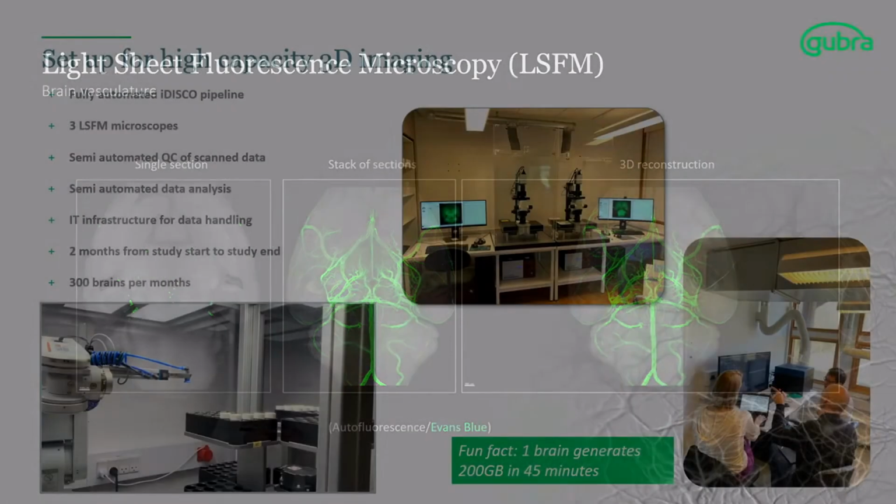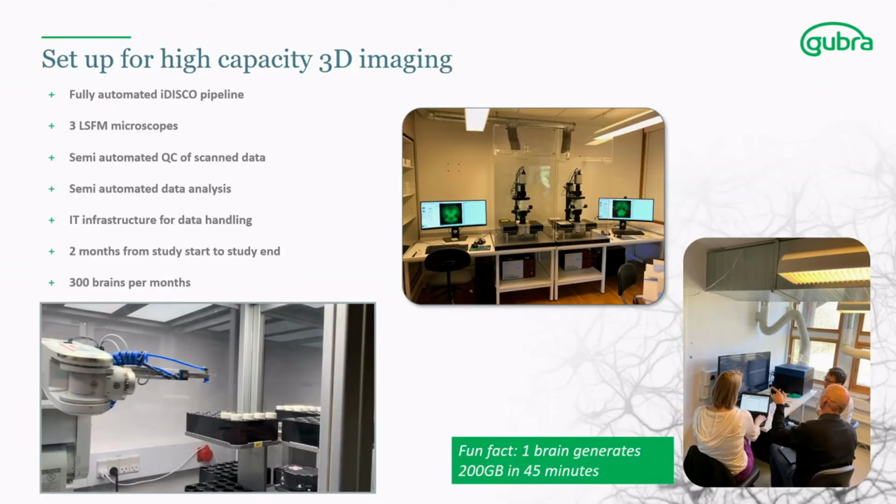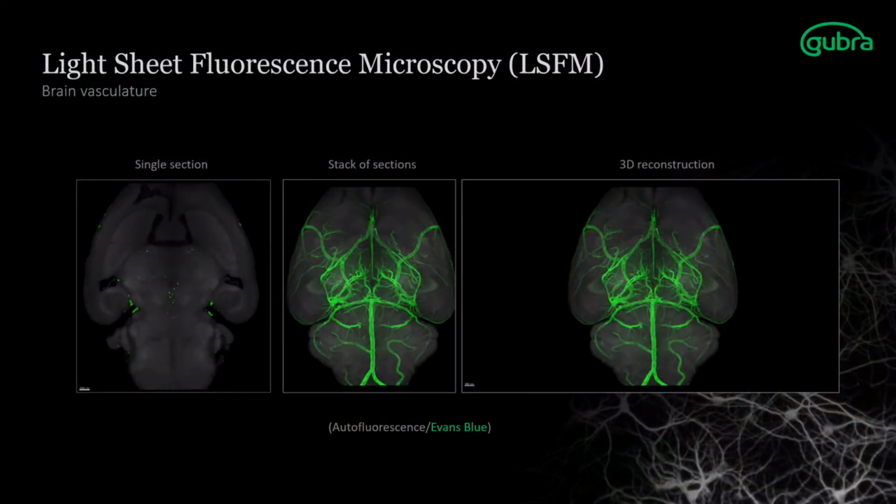However, from a single section, it's very difficult to visualize the whole structure of the blood vessels. But once you start stacking all those sections, you can clearly visualize the whole vasculature in 3D. This is one of the most beautiful examples of how 3D microscopy overcomes some of the limitations of more classical 2D histology.